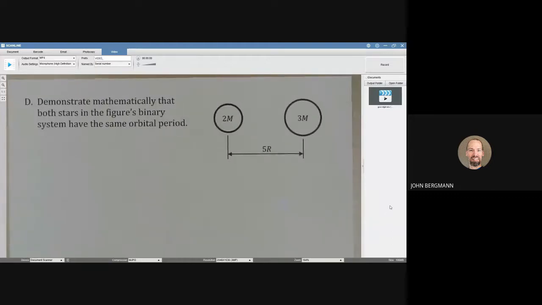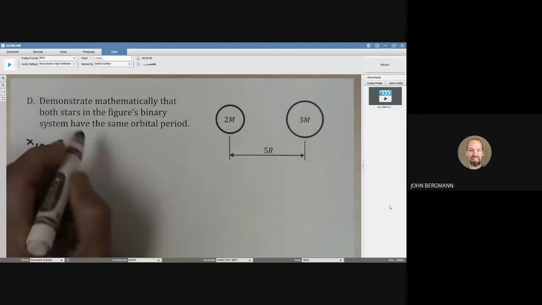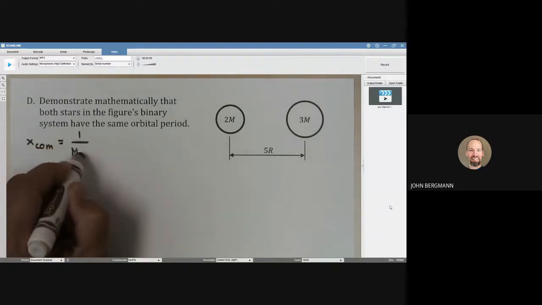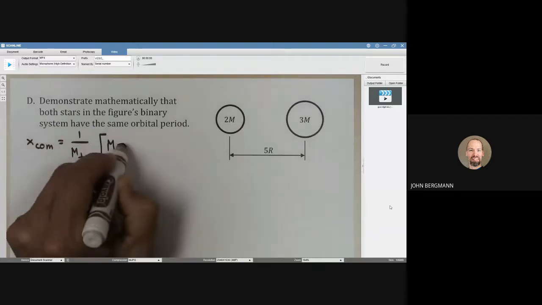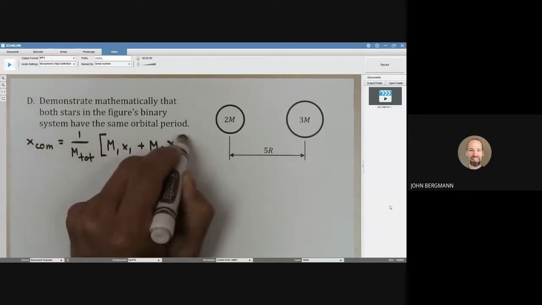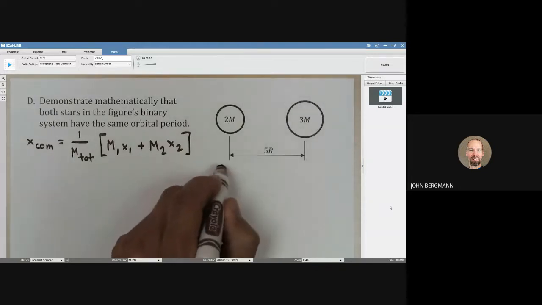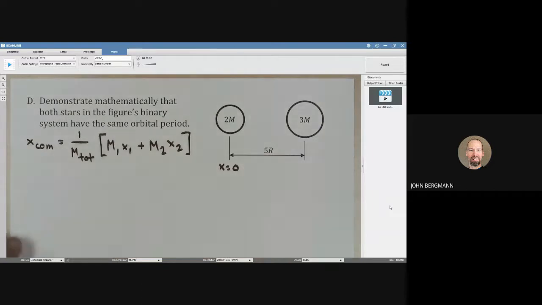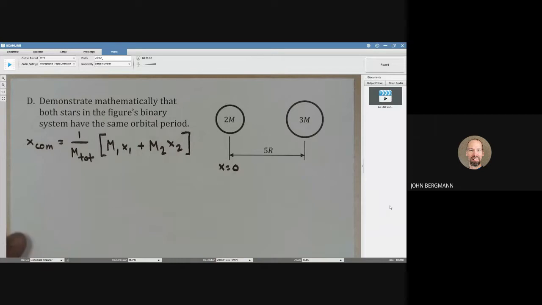Demonstrate mathematically for this figure that both stars have the same orbital period. We first need to locate where the center of mass is. The general equation for any center of mass is 1 over the total mass, and then we want the mass of one thing times its x-coordinate plus the mass of the other thing times its x-coordinate. And just for convenience, I'm going to say that right here is where x equals 0. So right now, the 3m star is at an x value of 5r.